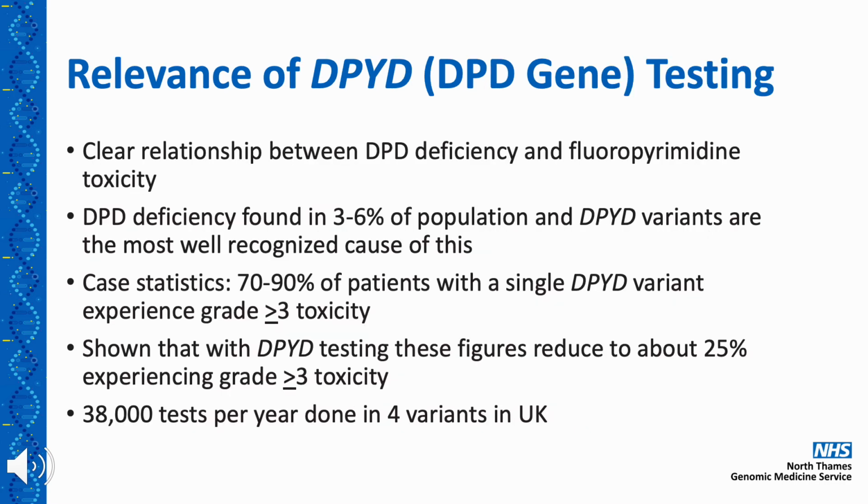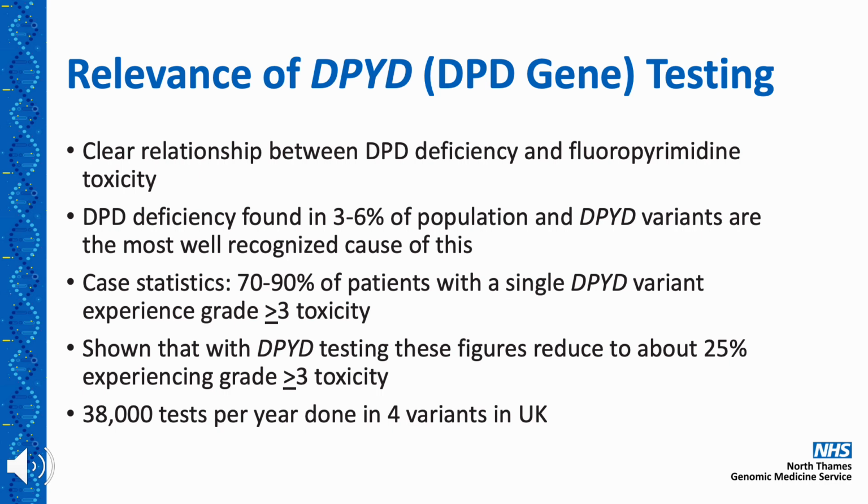So why do we test for DPYD? DPYD in italics denotes the DPD gene. We know there is a relationship between DPD deficiency and fluoropyrimidine toxicity. DPD deficiency is found in 3 to 6% of the population, and much of the evidence shows that there is a genetic basis for this.